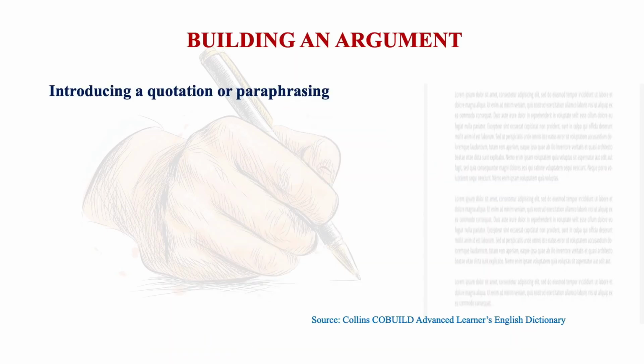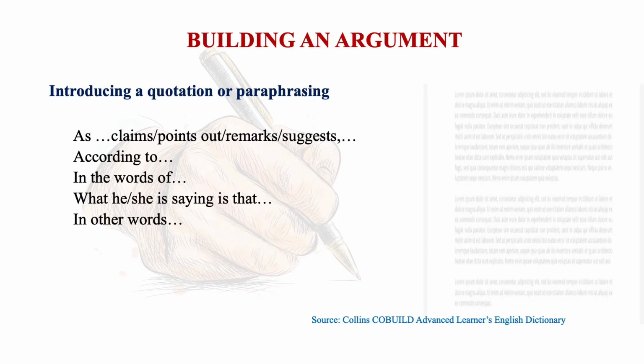Similarly, you can introduce a quotation as well. You can introduce a paraphrase. If you want to paraphrase, then you can start with phrases such as, according to so and so, this is correct, or in the words of Mr. So and so, this happens to be the correct thing. This is how you introduce a paraphrase. So by doing that, you are building an argument.